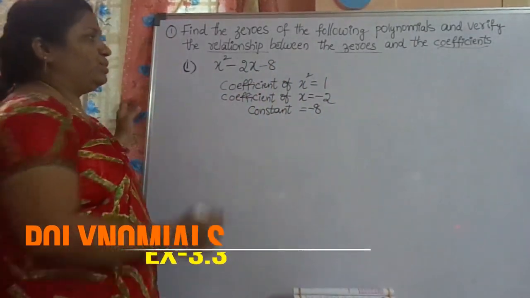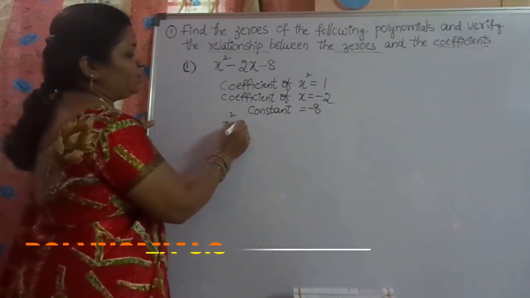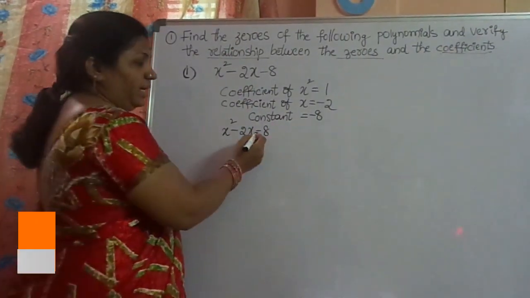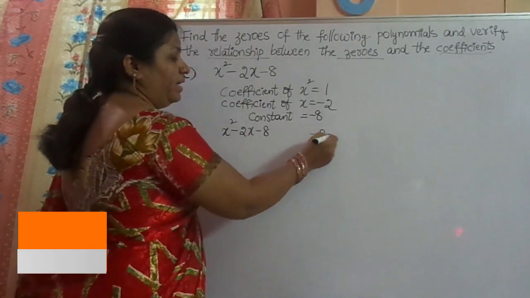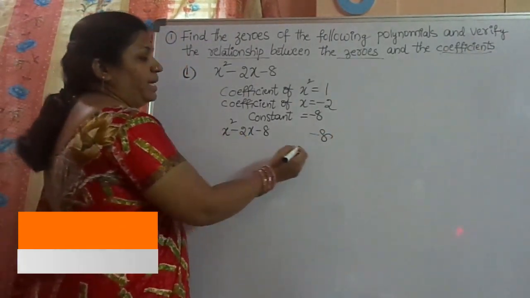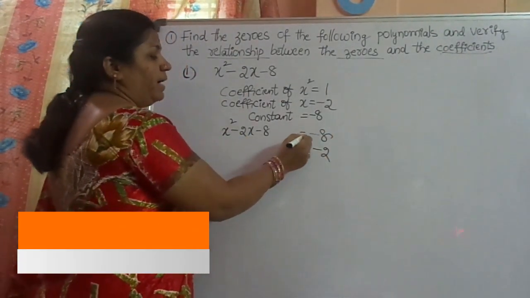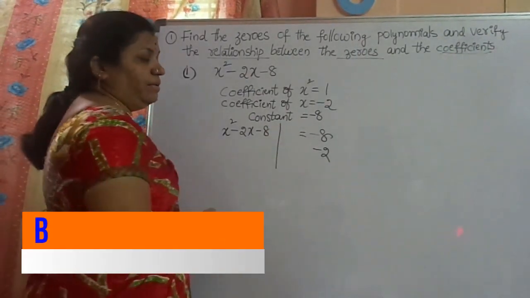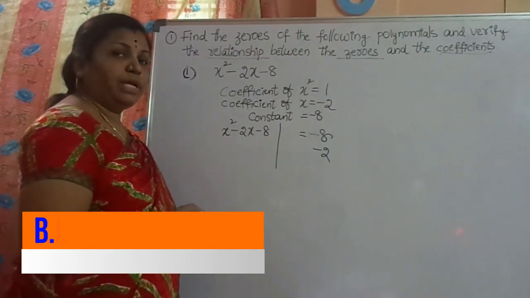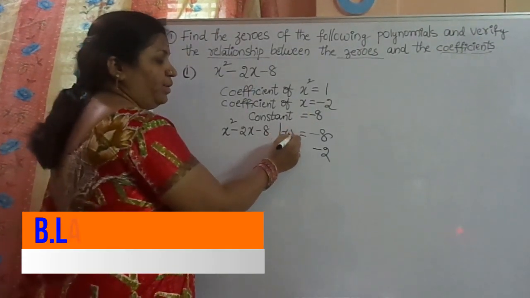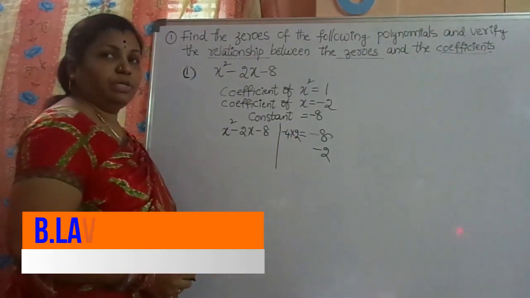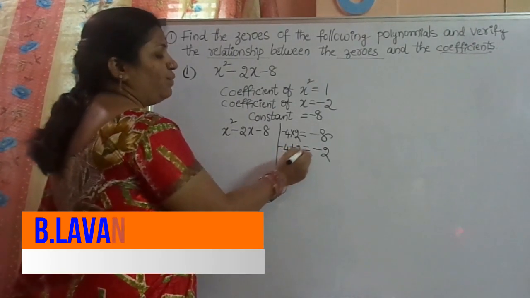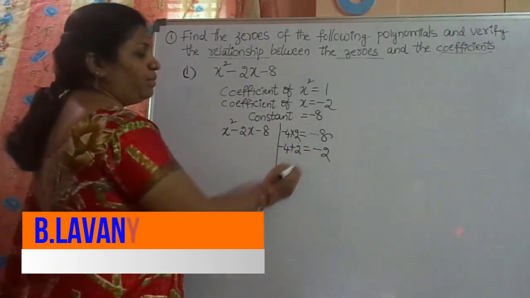Next, zeros. How to find the zeros? Factorize the given equation x square minus 2x minus 8. Here, see that the constant term is minus 8 and the middle term, the x term, is minus 2. If you multiply any two numbers, we have to get minus 8. When will we get that 8? 4 twos are 8. And minus 4 into 2 is equal to minus 8. And minus 4 plus 2 is equal to minus 2.